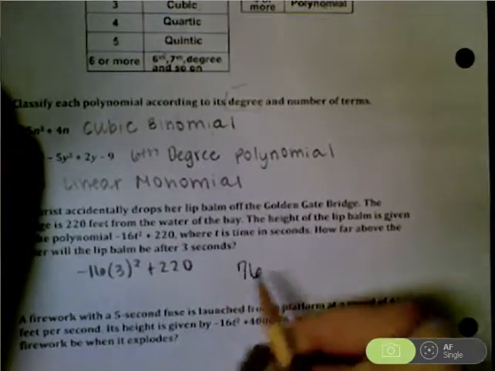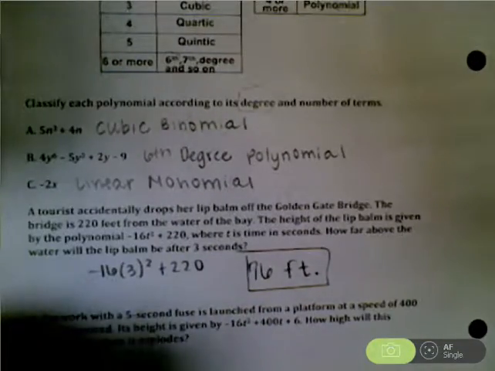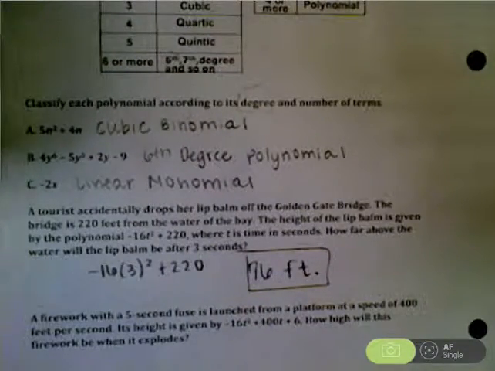Or solve all of it, final answer. 76. 76 is correct. Good. And the way he put the units on the answer is correct. Make sure, since it's a word problem, that you write your unit on your answer.